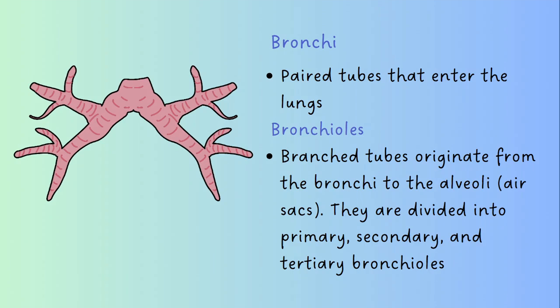Now let's see the bronchi. The bronchi are the paired tubes that enter the lungs. They are attached to the trachea, and after that there are two parts. Then bronchioles are many branched tubes. They originate from the bronchi and go to the alveoli. The alveoli are the end point. They are divided into primary, secondary, and tertiary bronchioles.